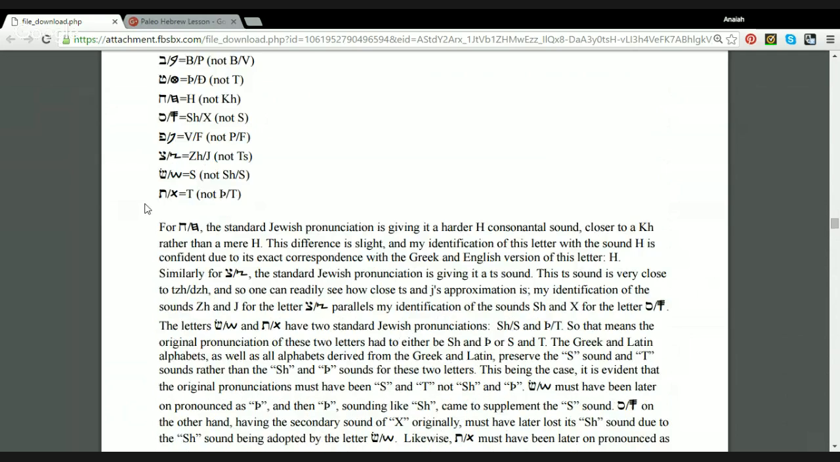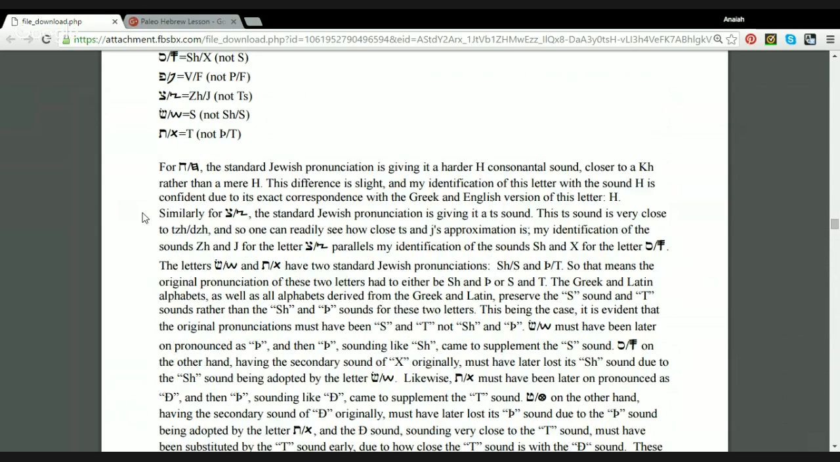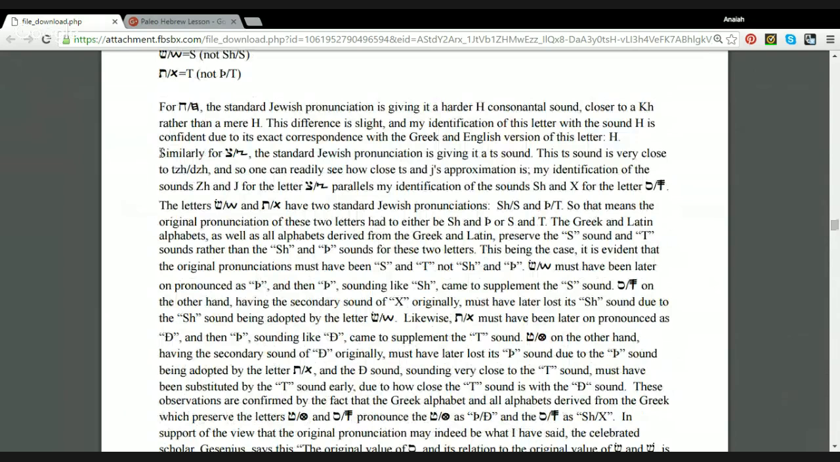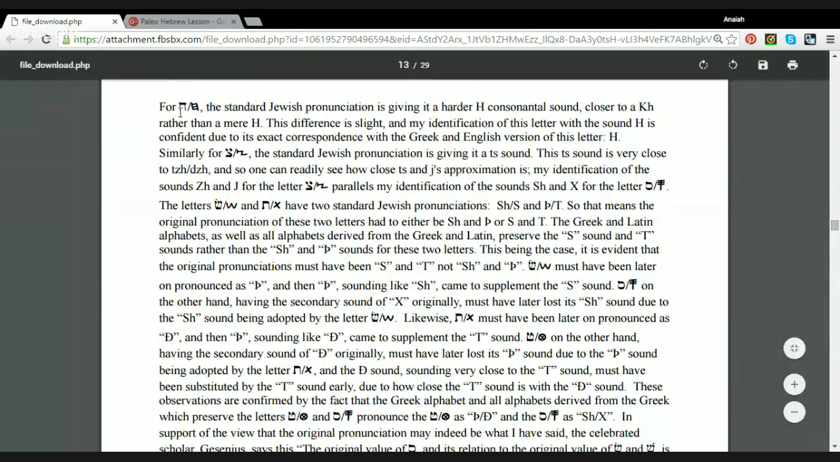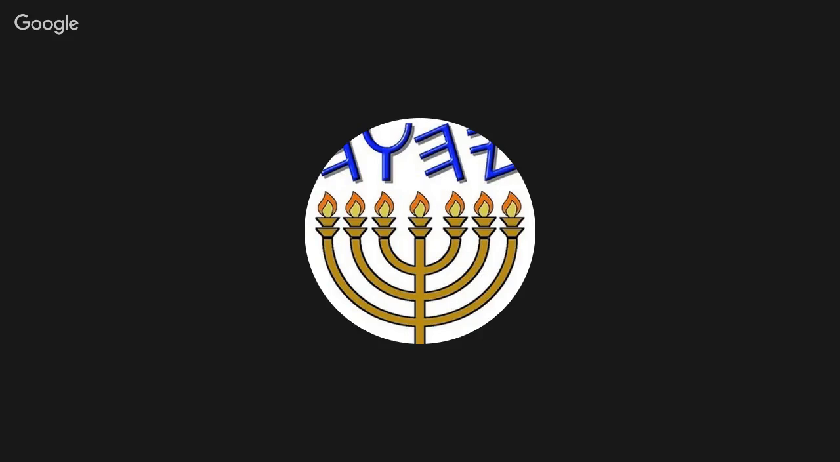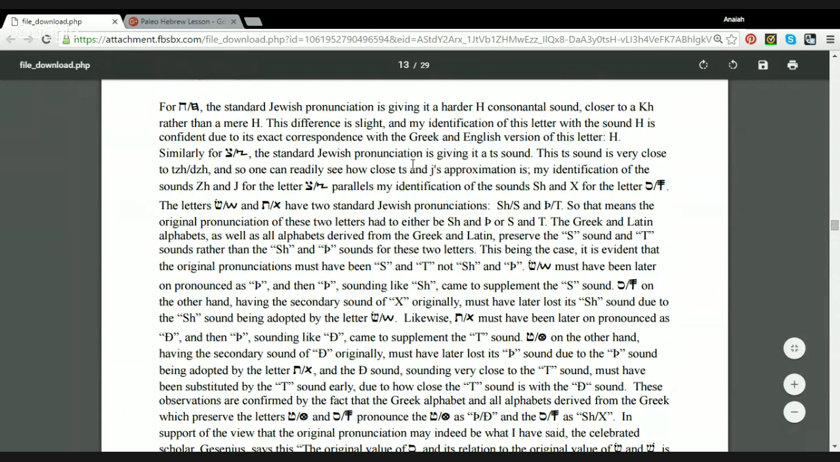Let's see here. Let me continue. I'll try to go quick through some of this. So right here I say Het. The standard pronunciation is a harder H consonantal sound, closer to a KH rather than a mere H. I say that's the slight difference. Mine is just a regular H, and I'm confident that's the correct one because of its correspondence exactly with the Greek and English letter.